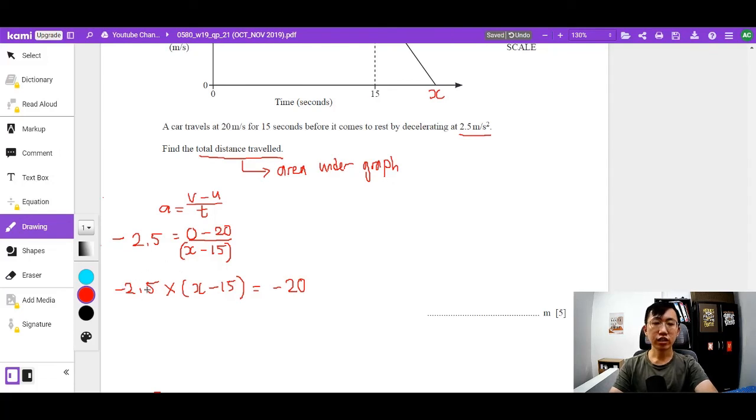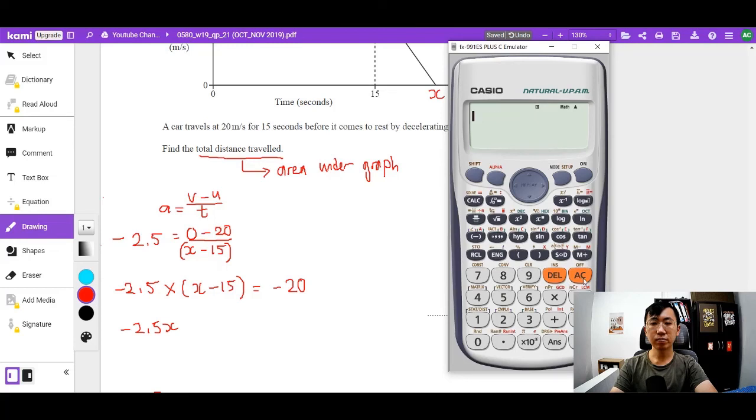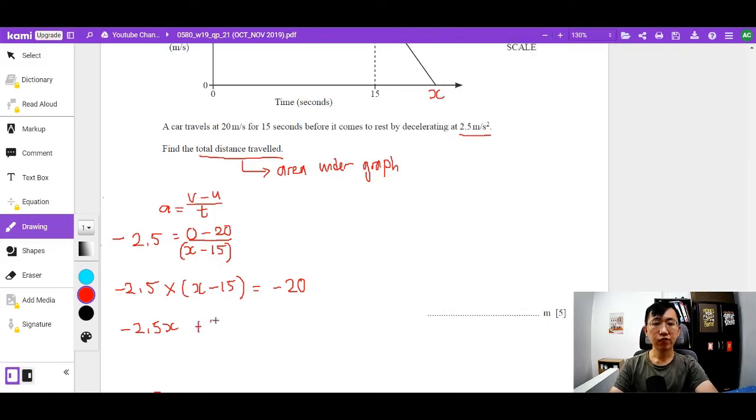Okay, so this left hand side now we expand. Negative 2.5 times x, you get negative 2.5x. Negative 2.5 times negative 15, so teacher needs to use calculator here. Minus 2.5 times negative 15, equal. I don't want to see this, press this button, 37.5. So you get positive 37.5 equals to minus 20. Okay, so you need to be very good at moving left and right.